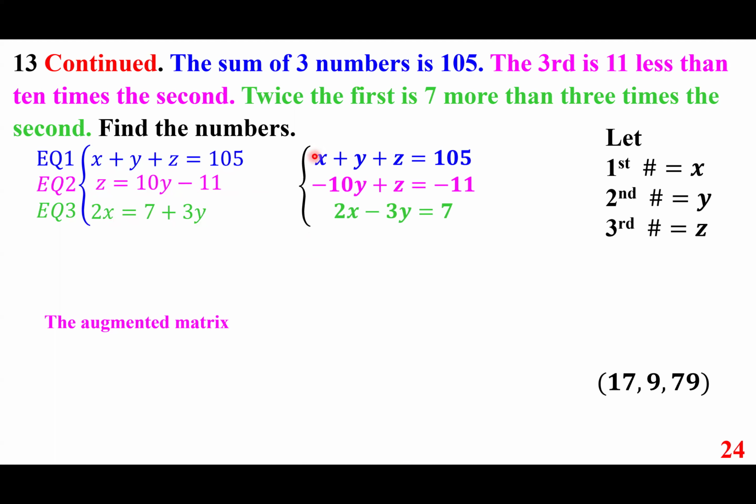And so I'm going to repeat again 1, 1, 1, 105. This one, x must come first. There is no x, 0, negative 10, 1, negative 11. So you want to be very careful with that. Last row, 2, negative 3, there is no z, 0, 7. So that would be the augmented matrix.